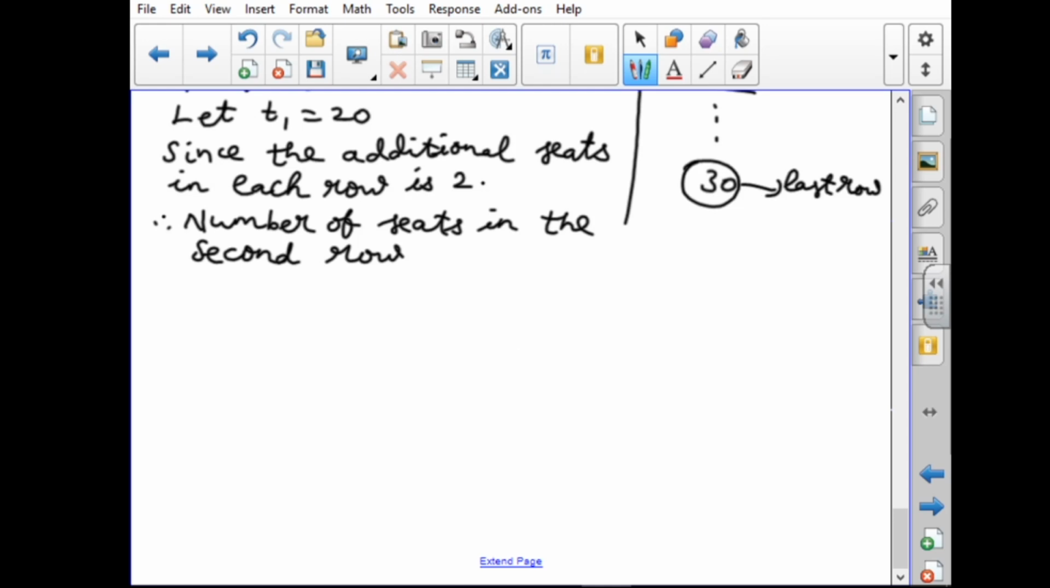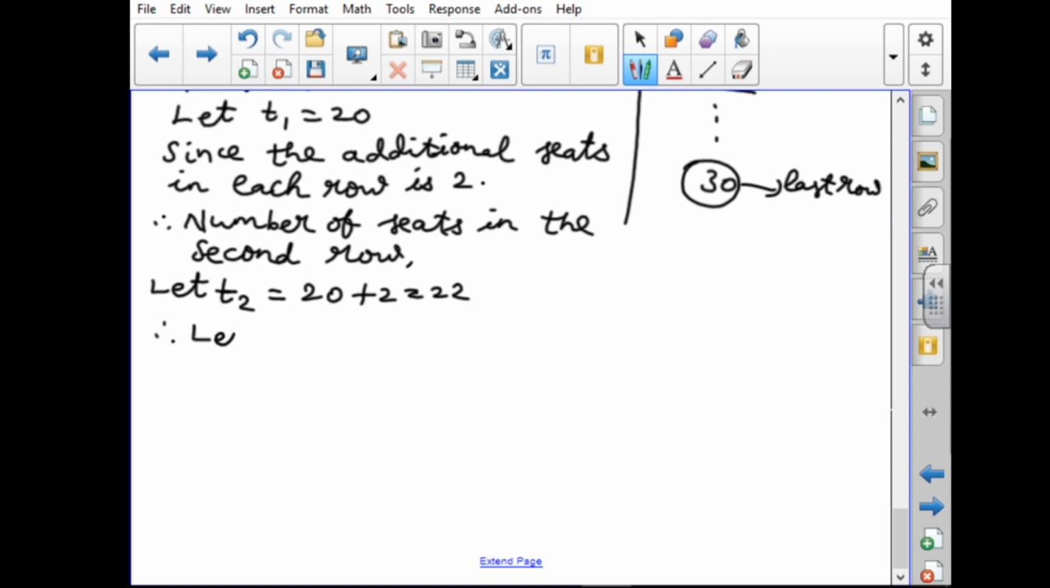The first row they have given 20 seats. Next they have given, in each row we have to add 2 seats. So the second row we have to assume T2. Let T2 equal to, already we are having 20 seats, we have to add 2, means 20 plus 2 equals 22.